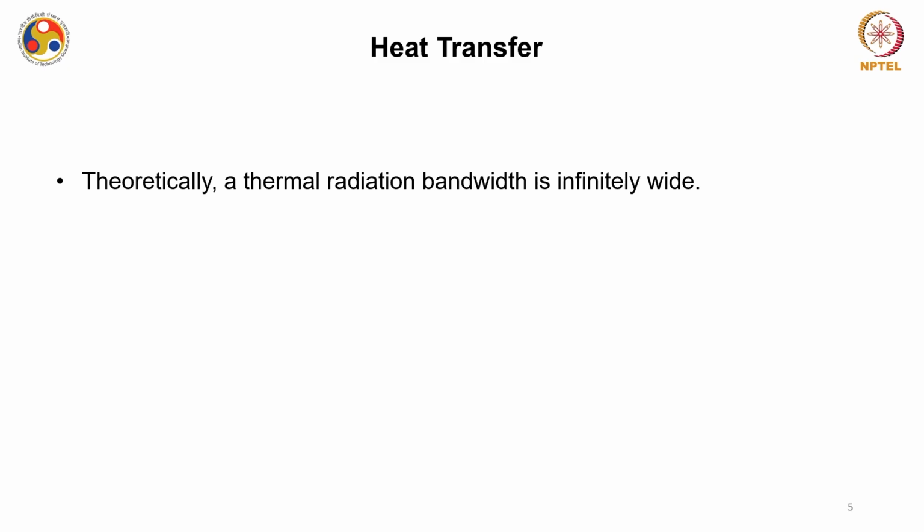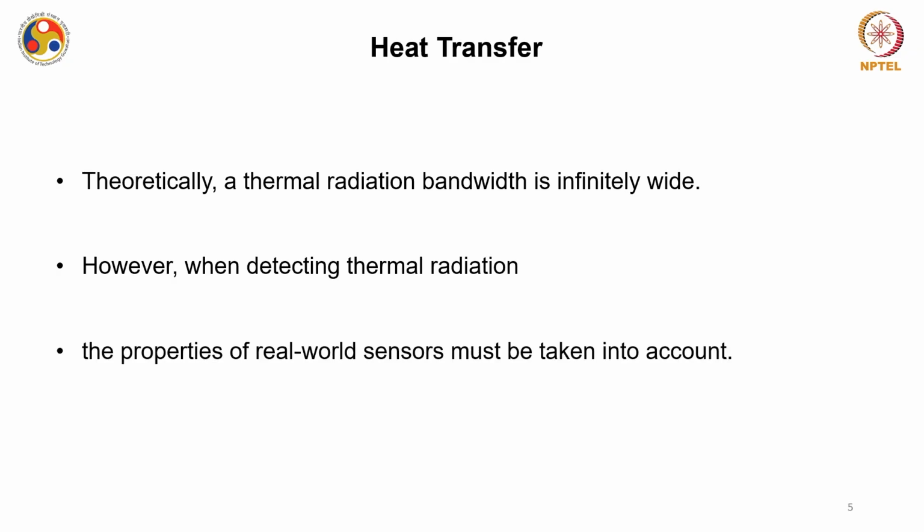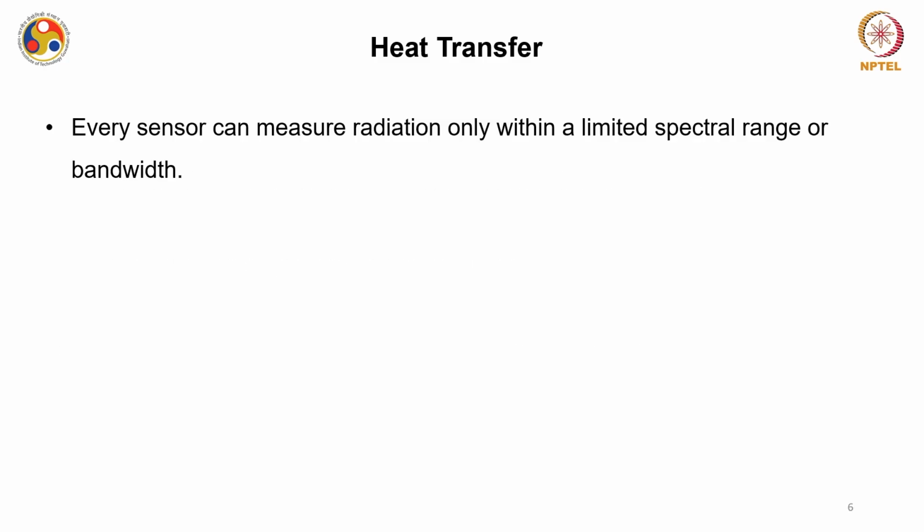Because essentially it can emit all kinds of radiation, because every particle vibrating at a certain kinetic energy possesses a certain temperature, but the average of it was the temperature. That's what we discussed. So essentially the thermal radiation bandwidth is infinitely wide. However, when detecting this thermal radiation, the properties of a real world sensor have to be taken into account, and any real world sensor cannot detect this infinitely wide thermal radiation. So every sensor can measure radiation only within a limited spectral range or a certain bandwidth, right?